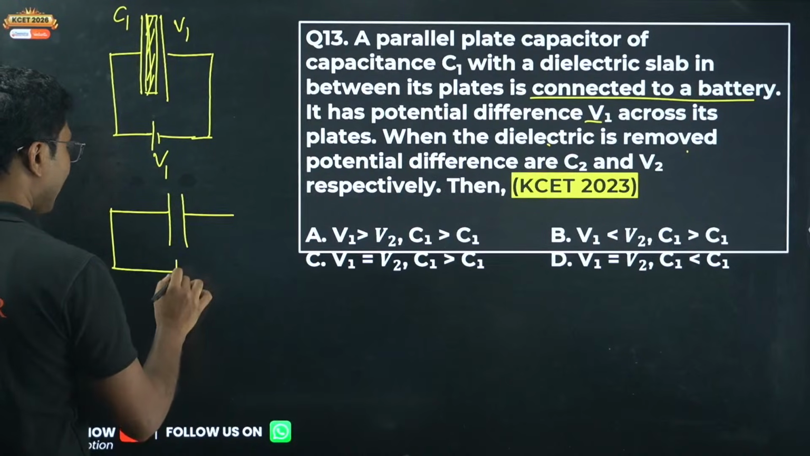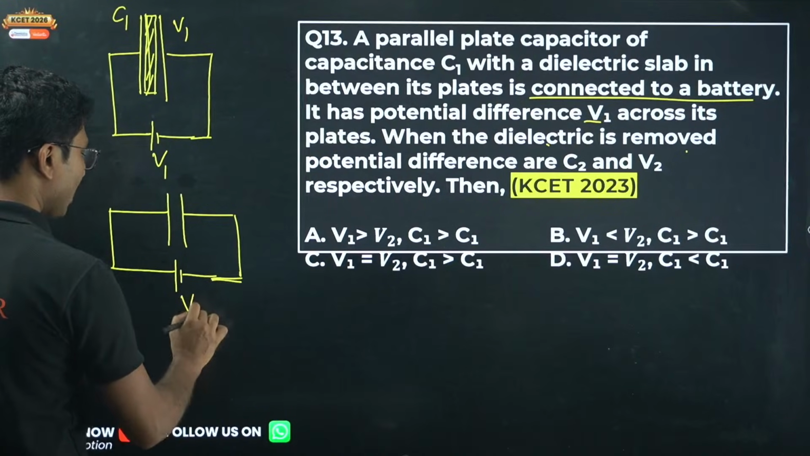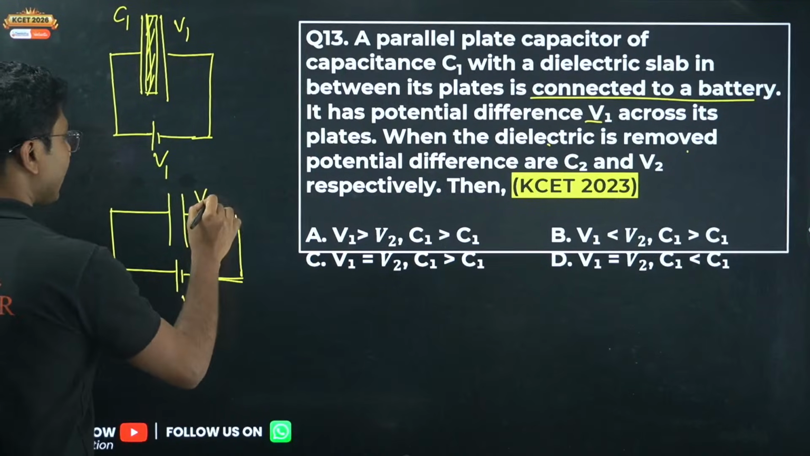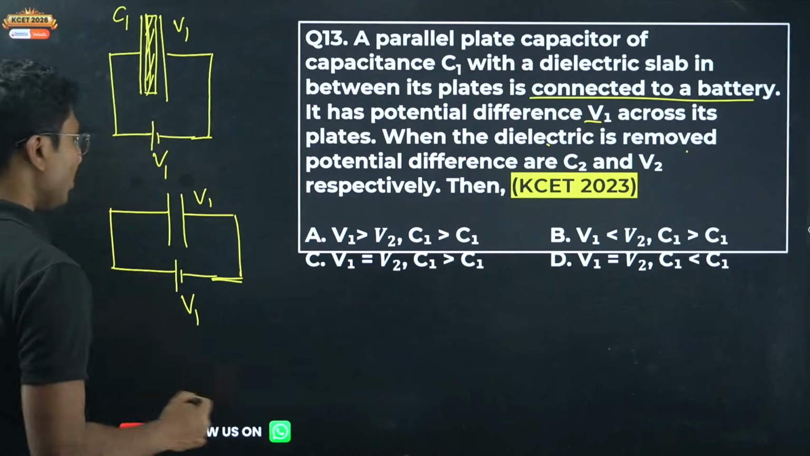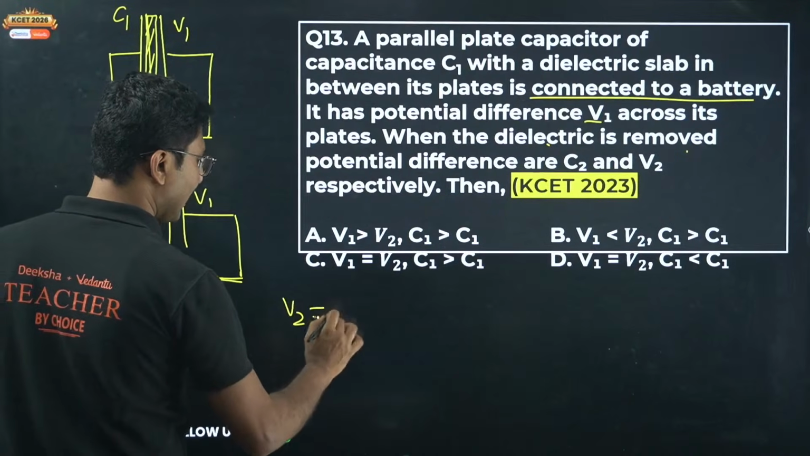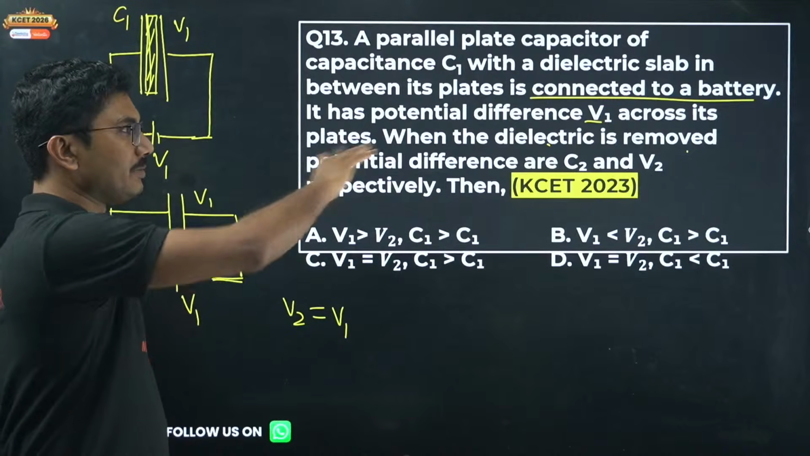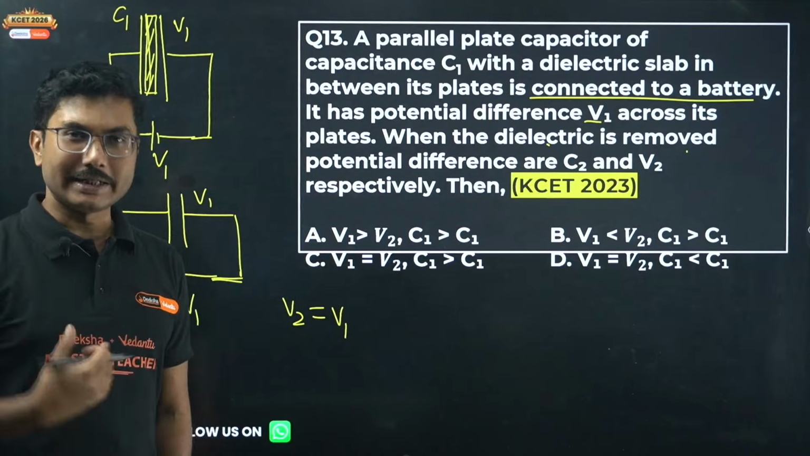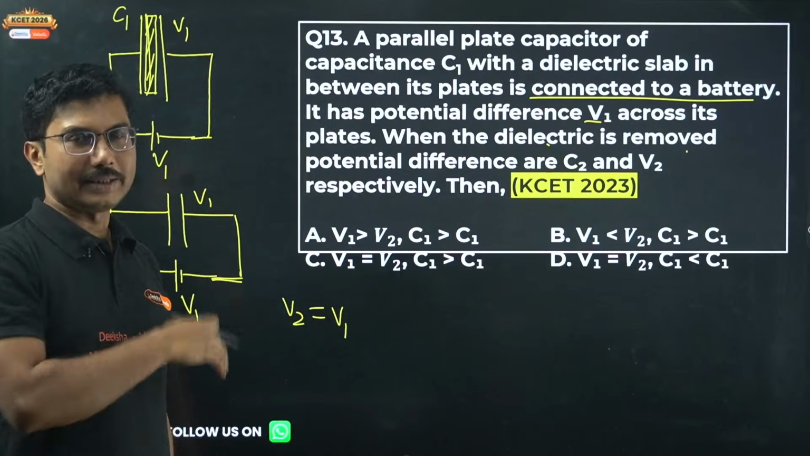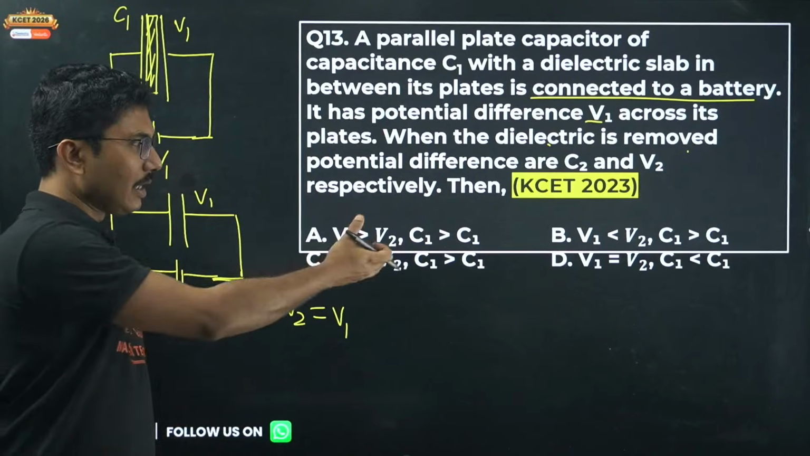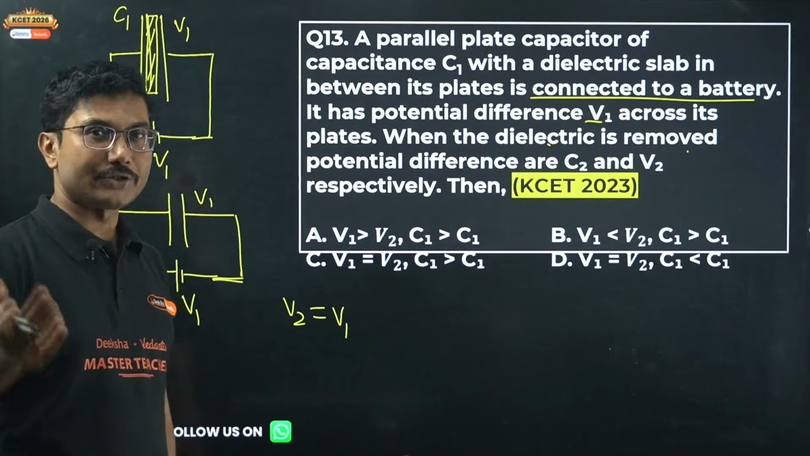Only thing that happened is we have removed the dielectric, that means the battery is still connected, so the potential difference should still remain the same. Okay, so V2 and V1 must be equal. Why? Because it is not removed from the battery. Nowhere it is mentioned that the capacitor is disconnected from the battery. Those kinds of questions can be asked in KCET, but not mathematically. Again, like analytical questions. In JEE, they will ask you questions based on calculations.